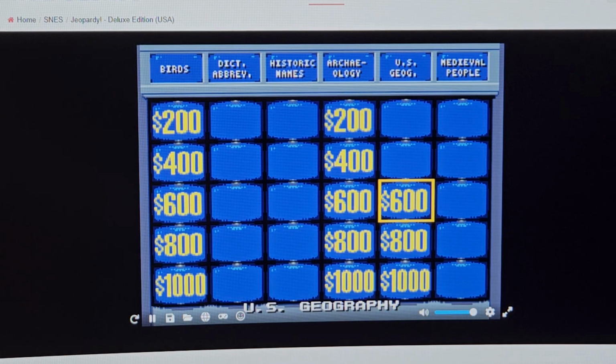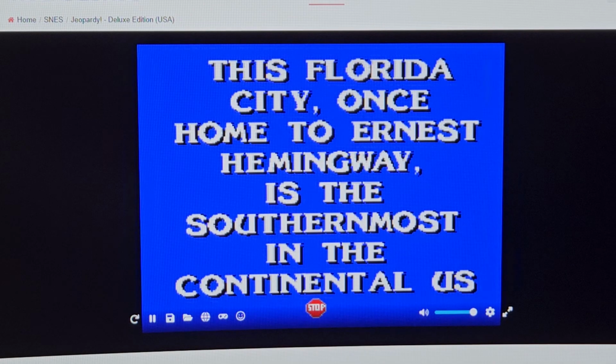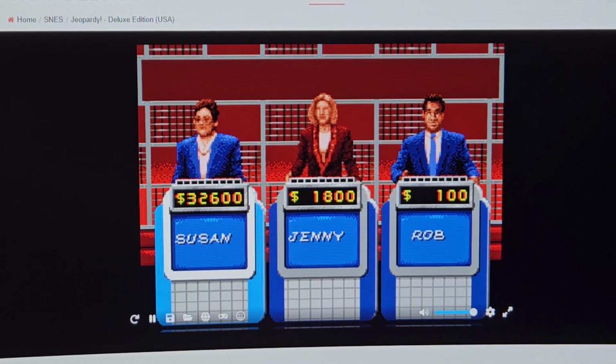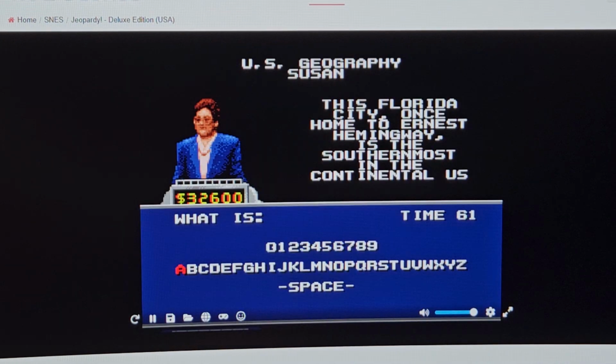Let's do U.S. geography for 600. The answer is: this Florida city, once home to Ernest Hemingway, is the southernmost in the continental U.S. What is Key West?